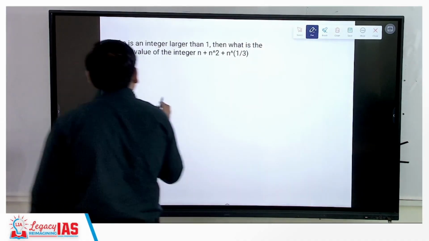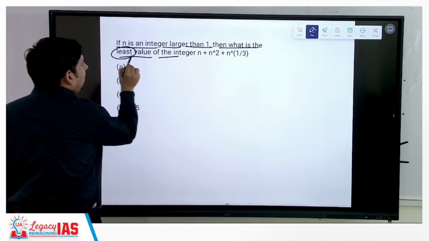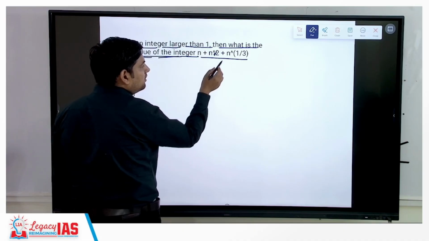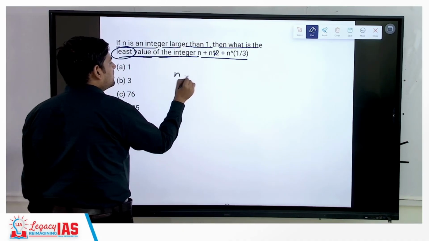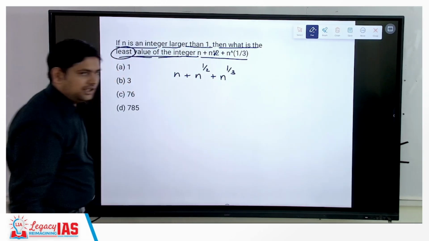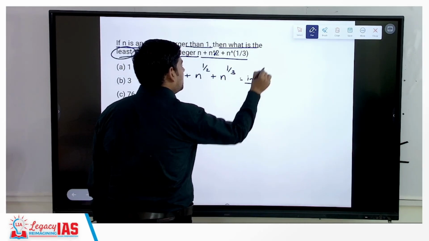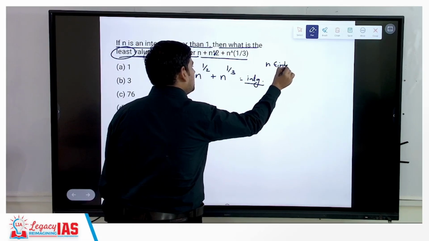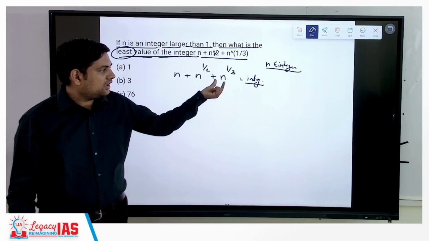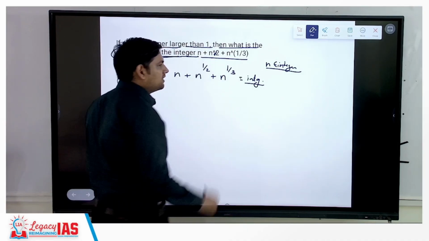Then what it says, if n is an integer larger than 1, then what is the least value of the integer n plus n power 1 by 2 plus n power 1 by 3? The question is n plus n power 1 by 2 plus n power 1 by 3. Here this also comes out to be an integer, and n is also an integer. Now you need n as an integer such that their sum also comes out to be an integer. Okay, this is the question.